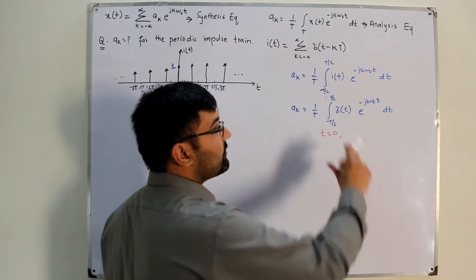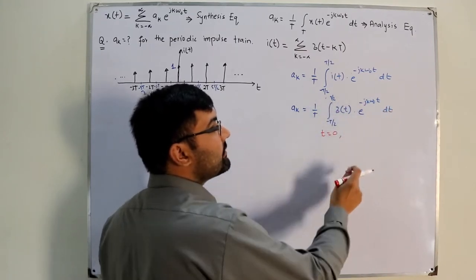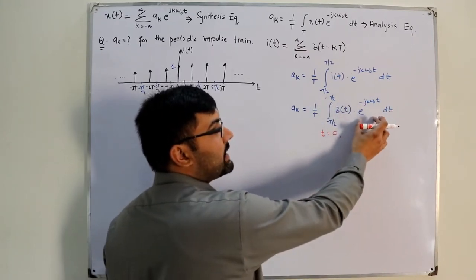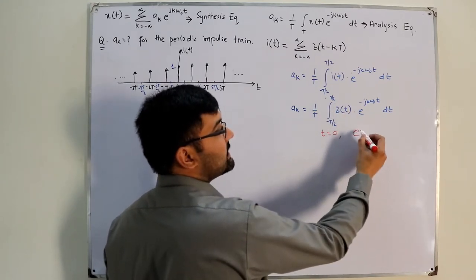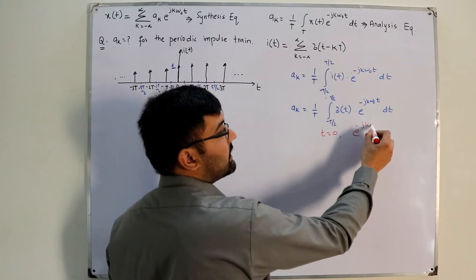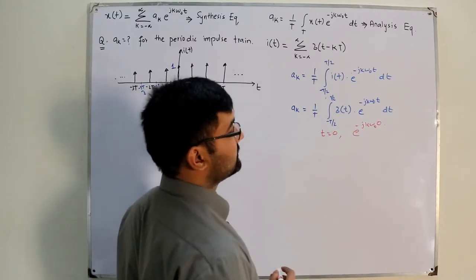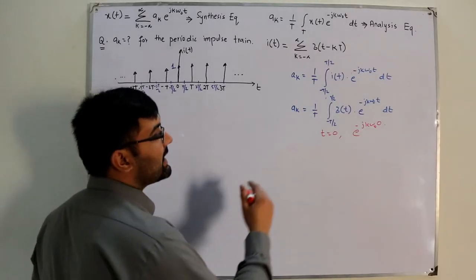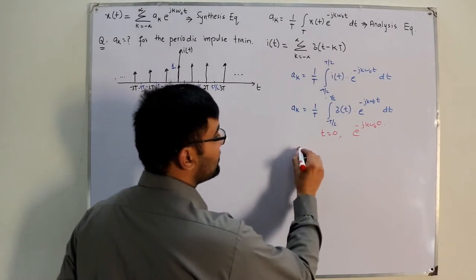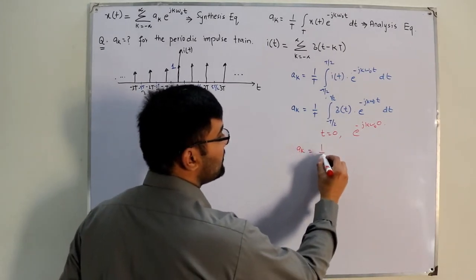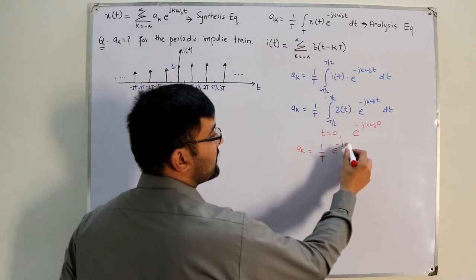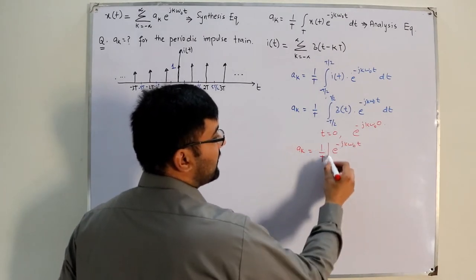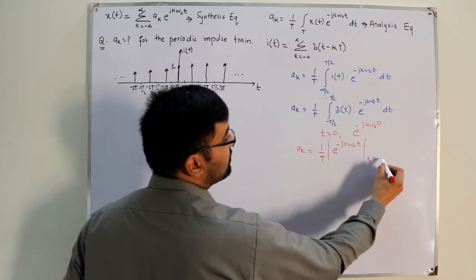So the value of this integral would be the value of this function at this particular value of t, which means the value of this integration would be the value of this exponential of negative jk omega naught into 0. So now what do you have? That AK is equal to what? You have this 1 upon T, and the value of this is exponential negative jk omega naught T, at T equal to 0.